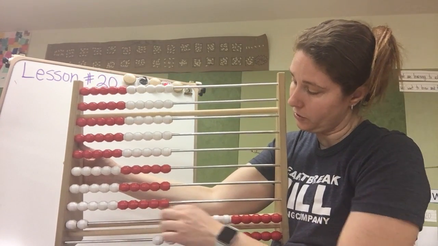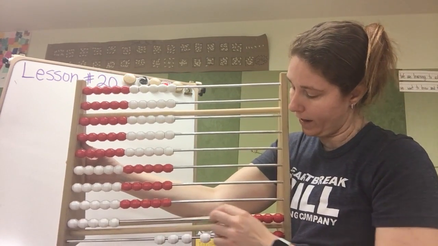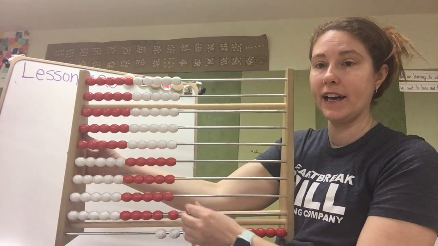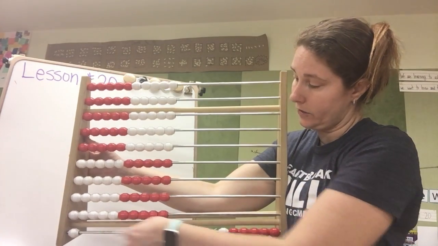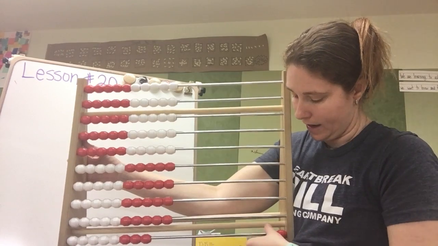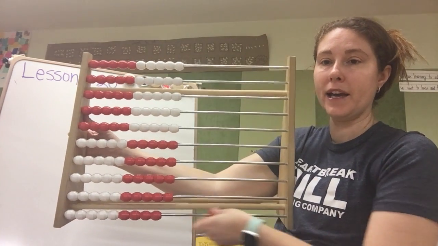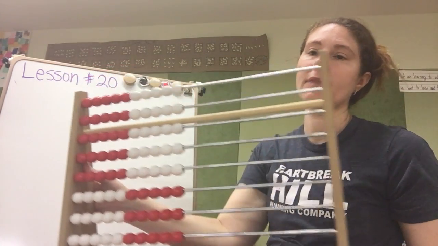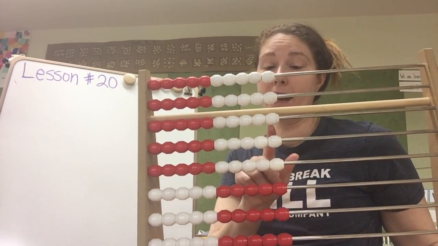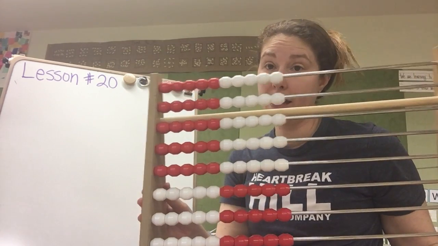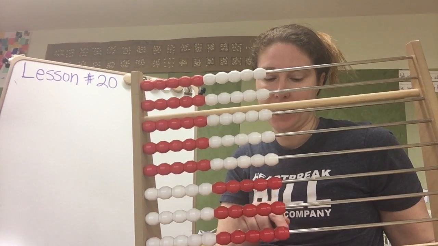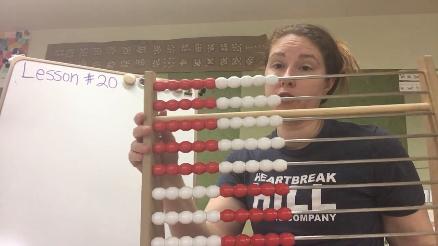81, 82, 83, 84, 85, 86, 87, 88, 89, buzz! 91, 92, 93, 94, 95, 96, 97, 98, 99. Last one, buzz! So, remember, when we were doing buzz, we are skipping that number, which is our 10 number, right? 10, 20, 30, 40, 50, 60, 70, 80, 90, 100.